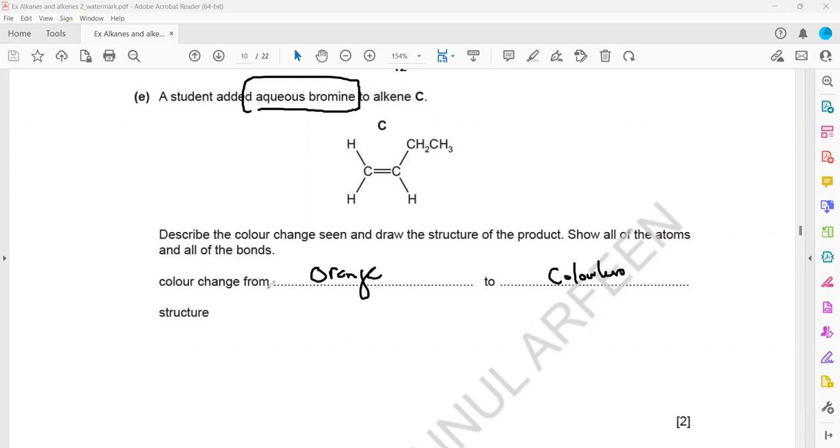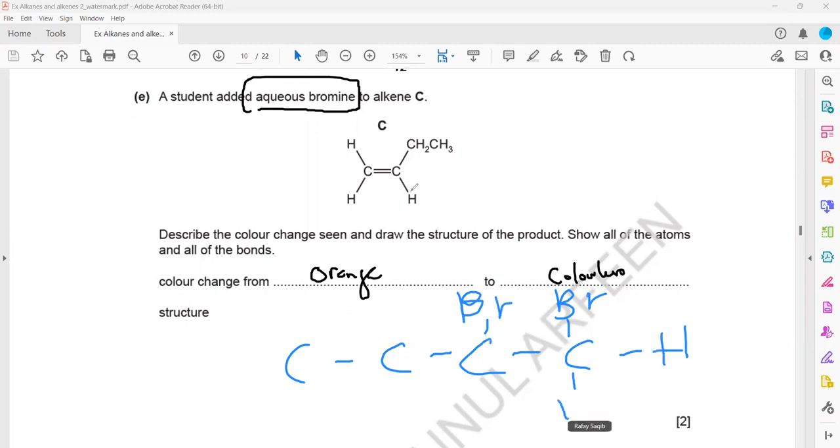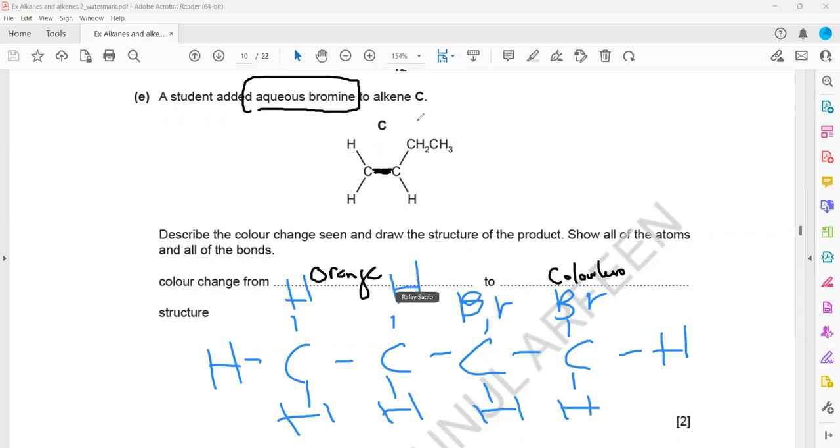Then we have to draw the structure of the product formed. So the double bond will break, and there are 4 carbon atoms. The simple way is to break the double bond. Better not to write yellow. Usually there is concentrated, too much bromine, so don't write yellow here. Better write orange. If it is dilute, yes, it may be yellow.